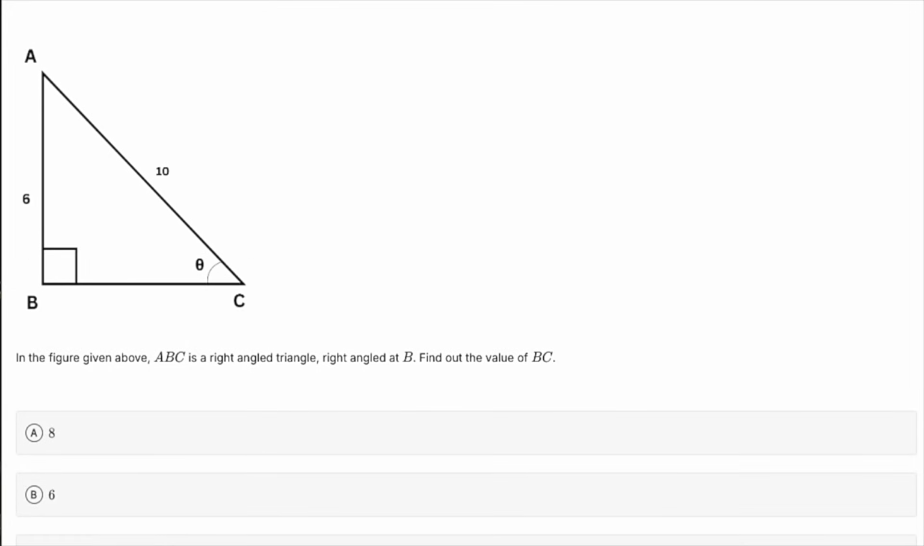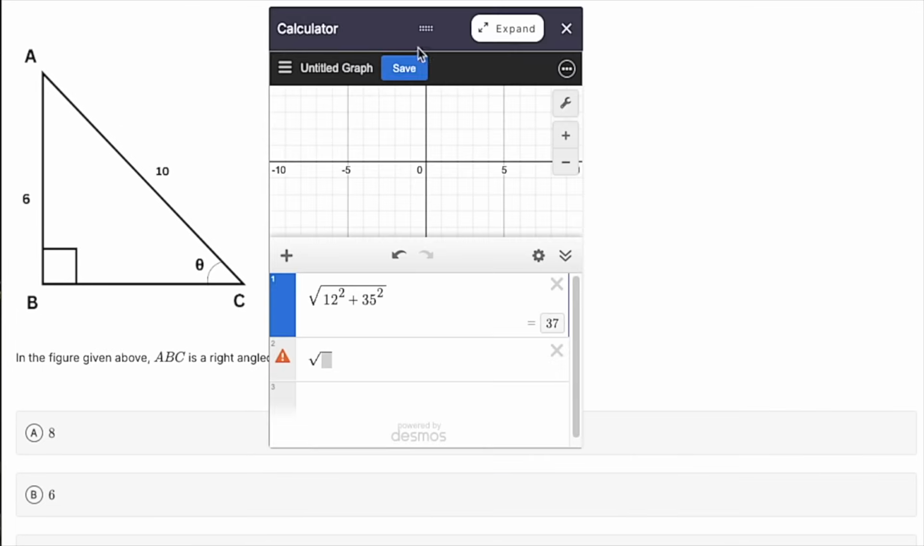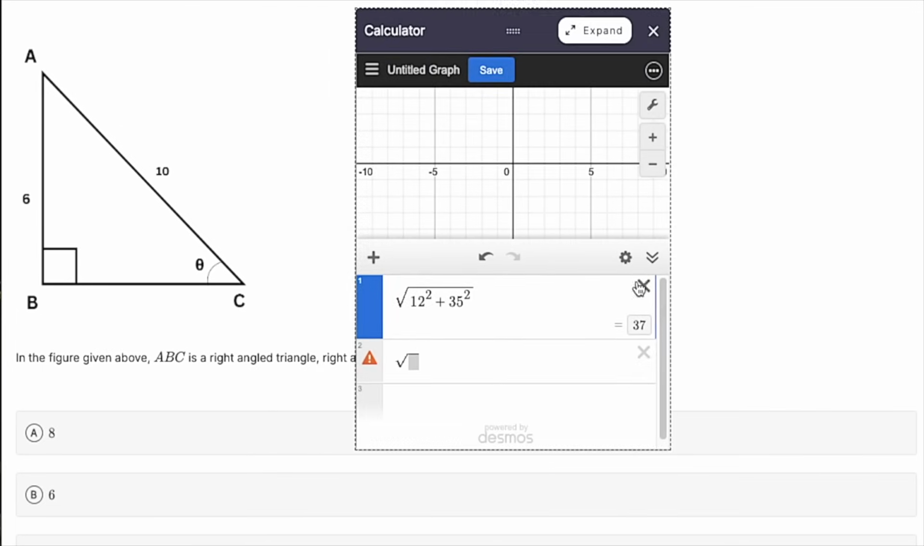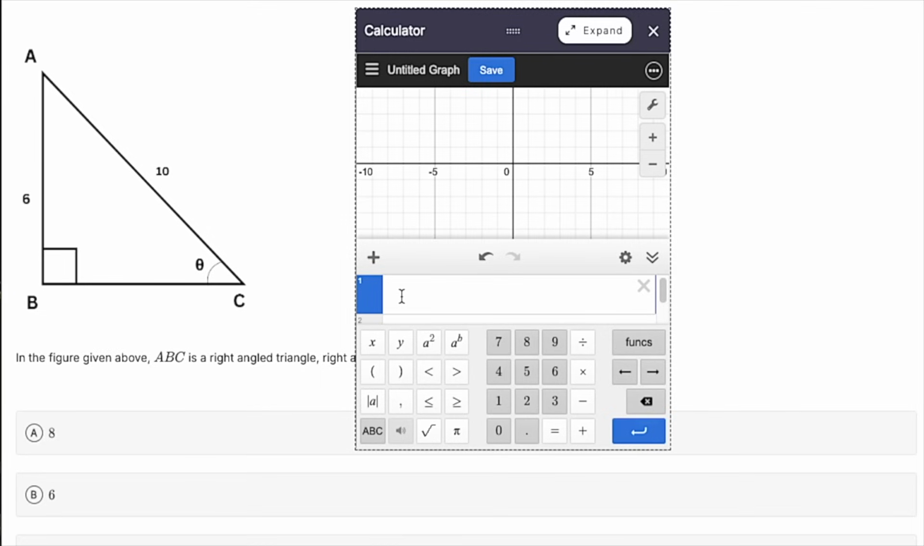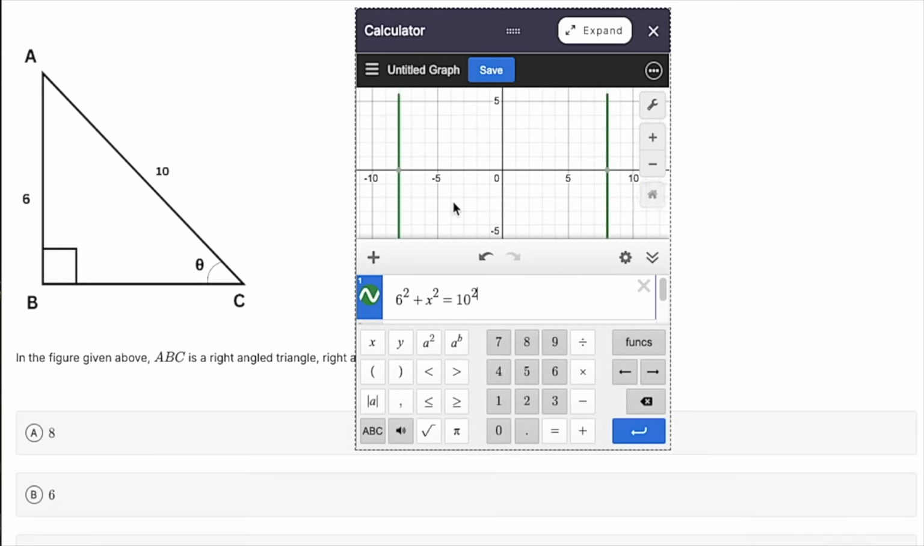I'm not going to show you the other answer choices because you shouldn't need answer choices. This is pretty straightforward. We're trying to solve for a third side when we already have two sides. So in this case, our hypotenuse is known. So it would be 6 squared plus b squared. I'll just call it x squared so that Desmos gives me the answer, equals 10 squared or 100, right? And this is going to give us our answer right here, 8.